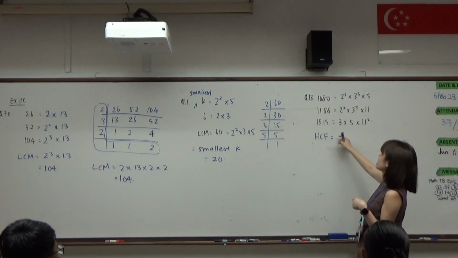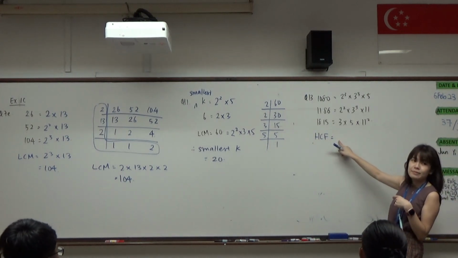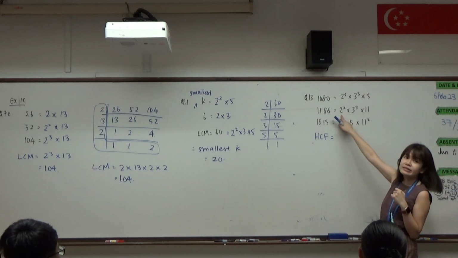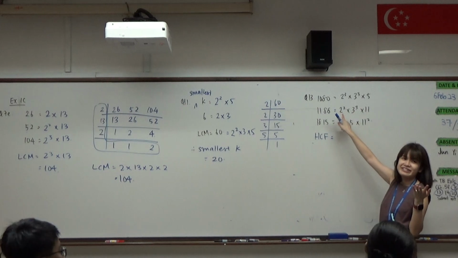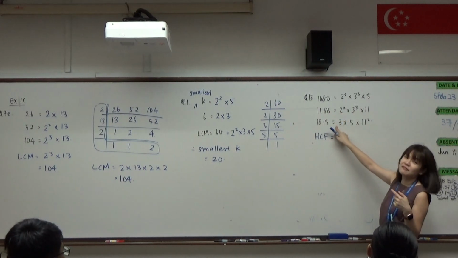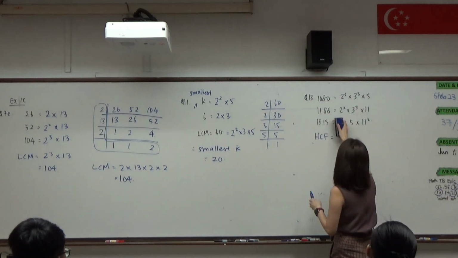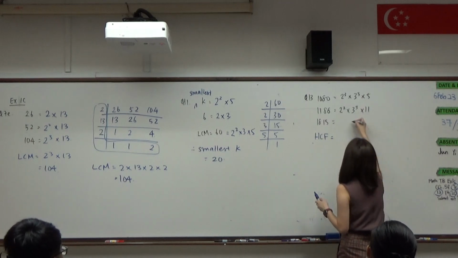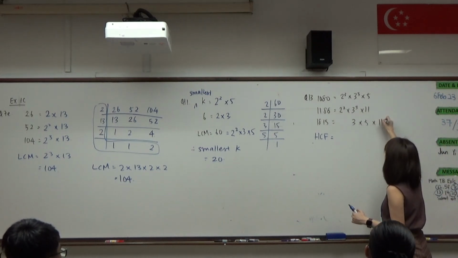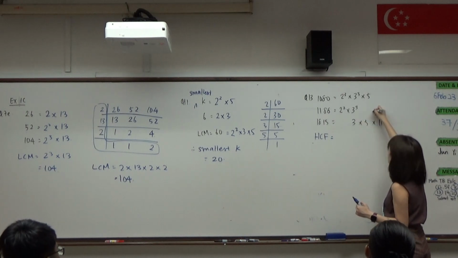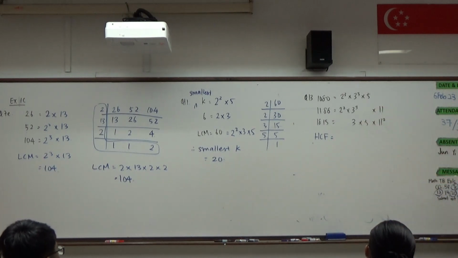Smallest one, so what do we take out first? We take out 2 squared. Because down here we don't have a 2, right? So if you want to, 3 times 5 squared, 3 times 5 times 11 squared. If it helps, you can arrange the numbers like that.